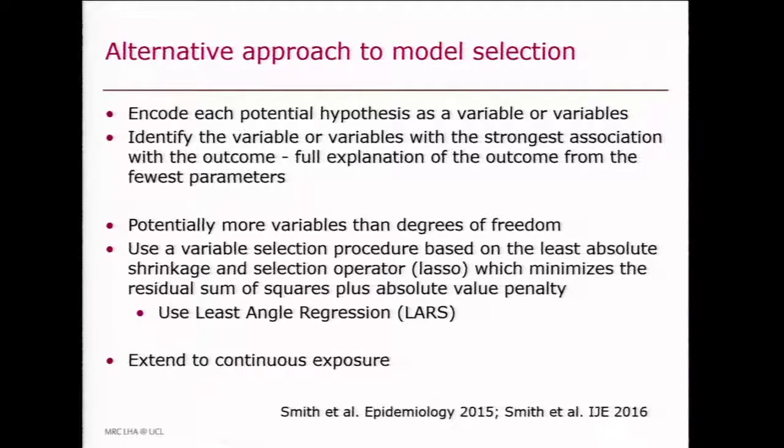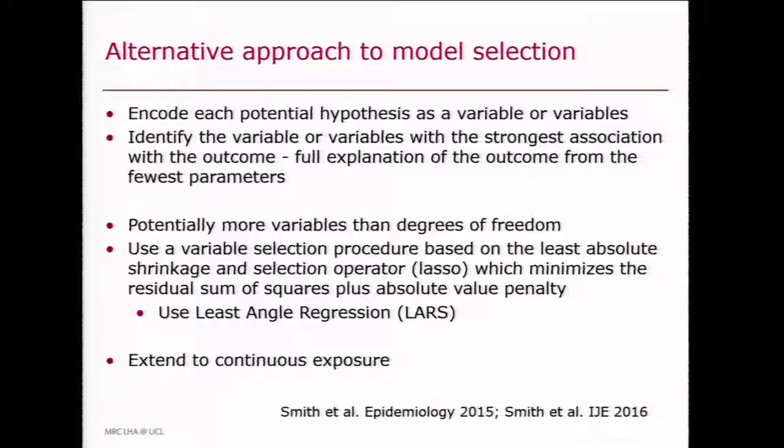So Andrew Smith and Kate Tilling at Bristol started to develop an alternative approach to model selection. I won't go through the details of that, but there are now 2 papers. One of the nice things about this approach is that it can be extended to continuous exposures, whereas our approach was for binary variables. And in the recent edition of the IJE that Di showed, we have a paper on that.